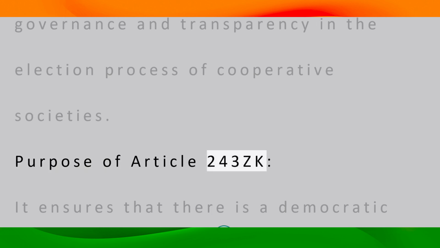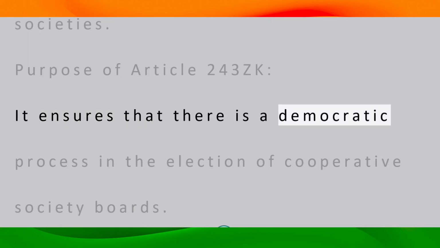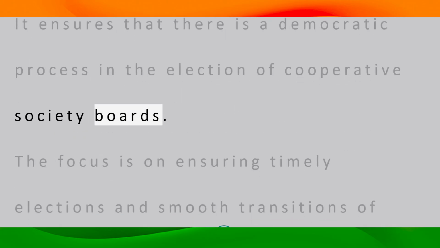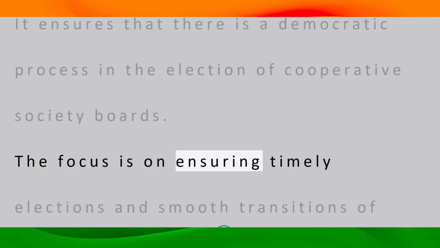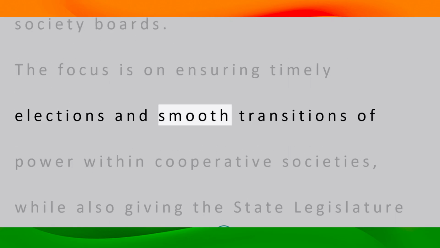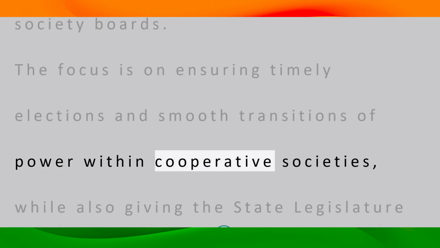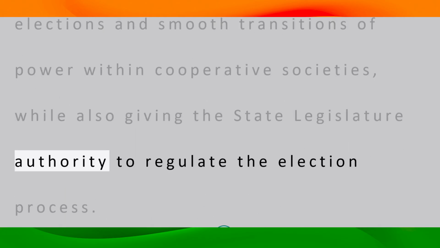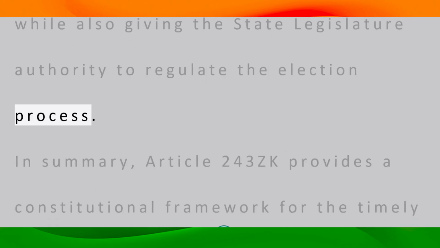Purpose of Article 243ZK. It ensures that there is a democratic process in the election of cooperative society boards. The focus is on ensuring timely elections and smooth transitions of power within cooperative societies, while also giving the state legislature authority to regulate the election process.